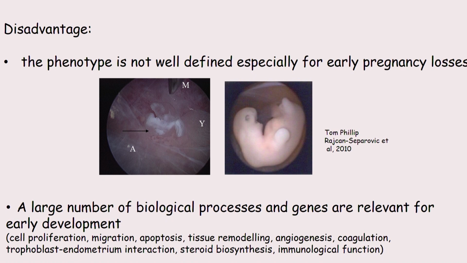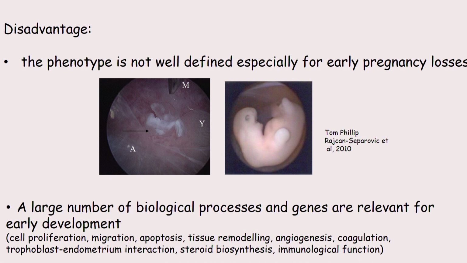And here are the images that were kindly given to me by my colleague, embryologist Tom Philipp from Vienna. These are missed abortions. The picture was taken for a very early loss with hardly any real phenotype, and a later loss while the embryo was still in utero. So the lack of clear phenotype is a disadvantage, and the other disadvantage is that there are a large number of biological processes and genes that are relevant for early development.